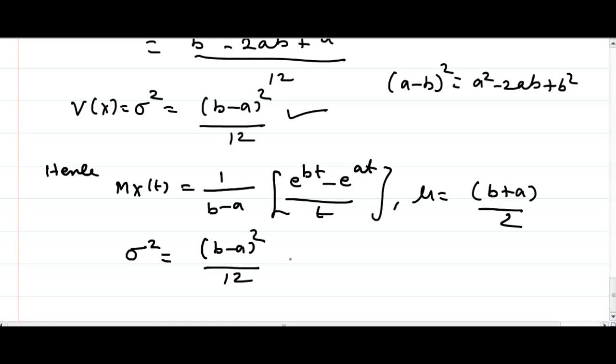What is the standard deviation of a uniform distribution? Standard deviation is denoted by sigma, and it is equal to the square root of the variance of x. What is the variance? (b minus a) whole square by 12.